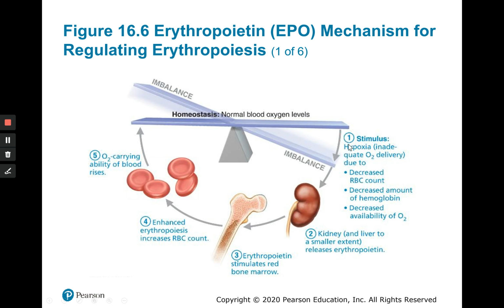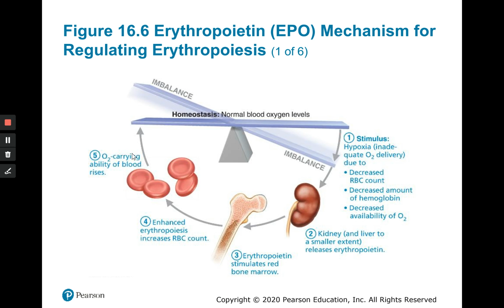Notice that hypoxia, however, does not directly stimulate the bone marrow. It's EPO from the kidneys that acts on the bone marrow to cause it to produce more red blood cells. So in the last chapter, we talked about renin. I still have that on the brain. But it's hypoxia that causes the production of EPO from the kidneys, that acts on the bone marrow, that causes the production of red blood cells that therefore increases the oxygen carrying capacity of the blood.